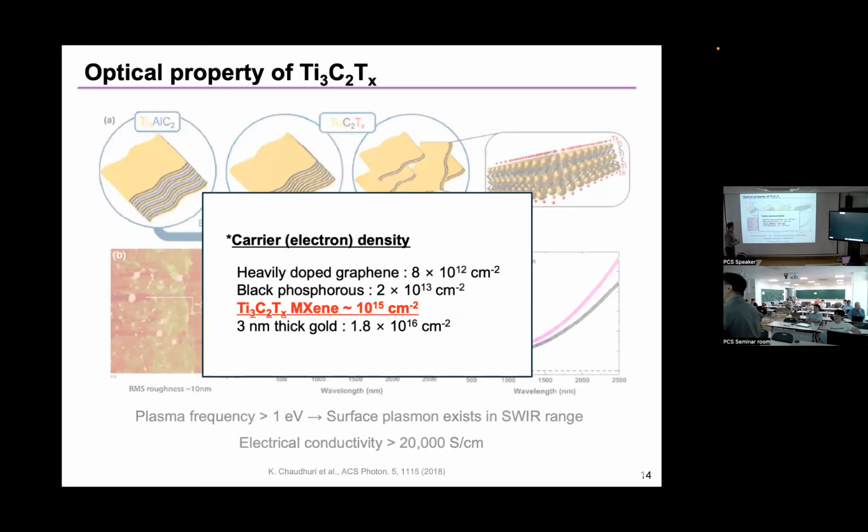If you compare the electron density, this is the 2D density of carriers, we can see that MXene has a very large electron density compared to other 2D materials, and it is comparable to conventional noble metal structures. So a very thin 2D material, but MXene shows very large conductivity or electron density. So we can use this MXene structure as 2D material-based plasmonic devices. This is a very key property of MXene plasmons.